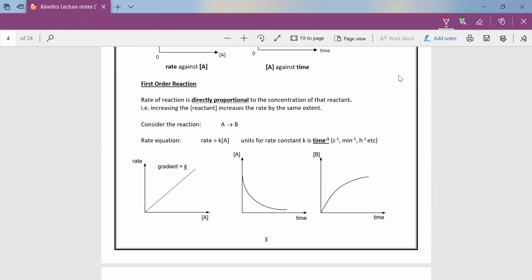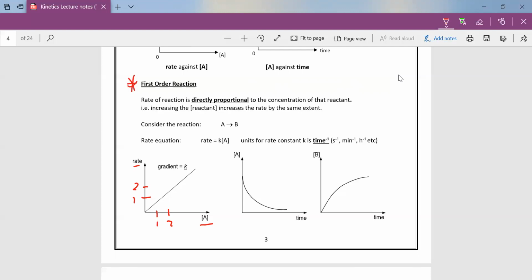Next we look at the important first order reaction. The rate of reaction is directly proportional to the concentration of the reactant. What this means is that if we increase the concentration of that reactant, it will increase the rate by the same extent. When we plot the rate versus concentration graph, it is actually a straight line up. Let's say we have concentration 1, the rate is equal to 1; concentration 2, the rate will go up to 2, and so on and so forth.